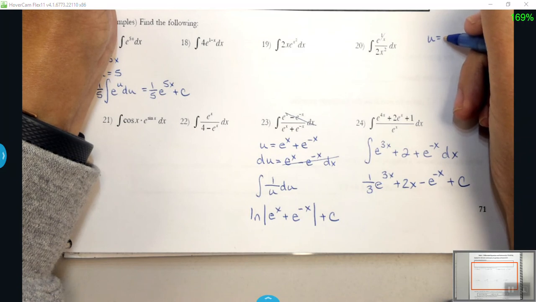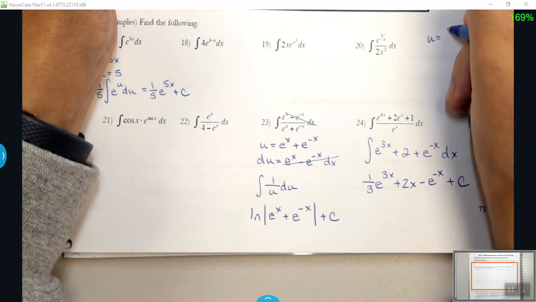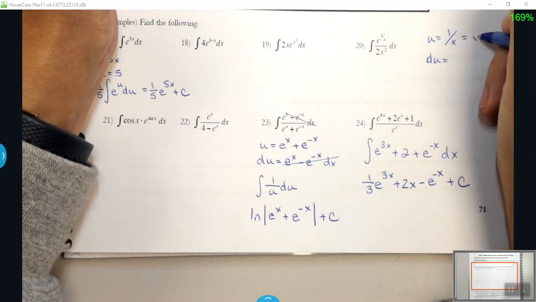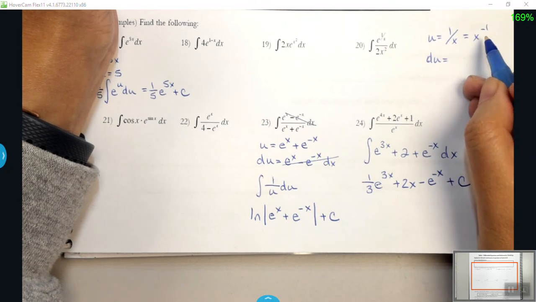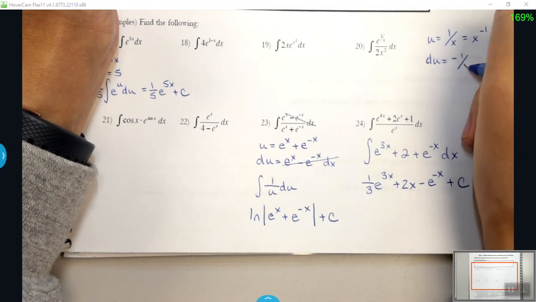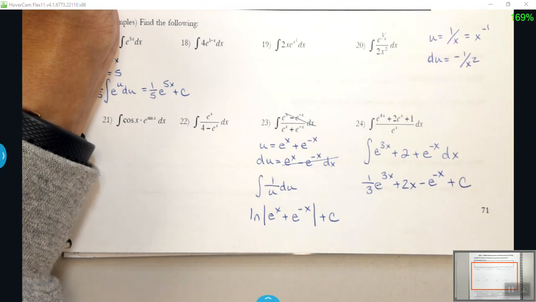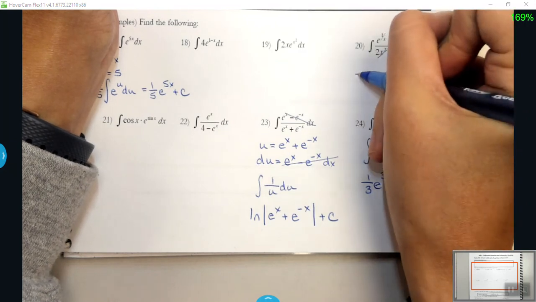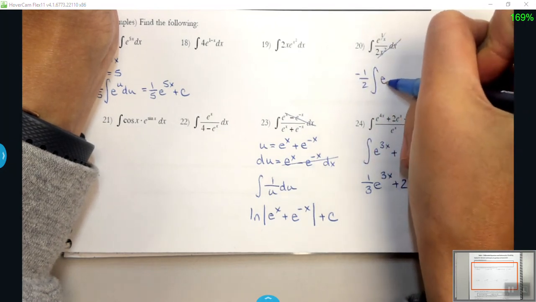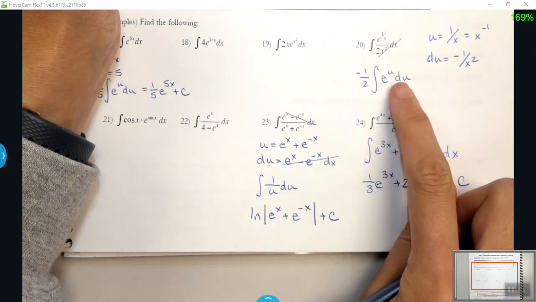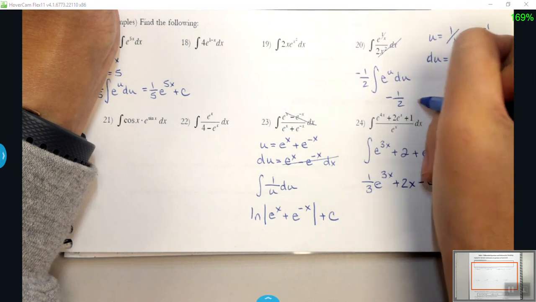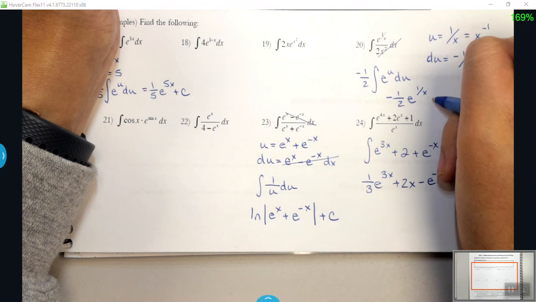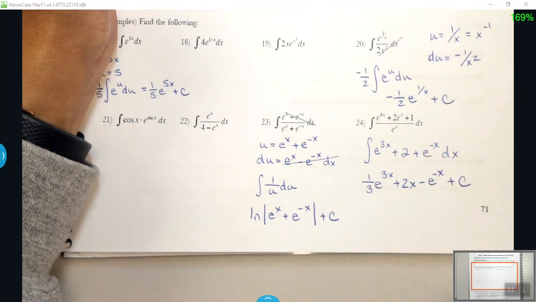What should u be? It's e to the 1 over x. Du is, this is x to the negative 1. So if I take the derivative of that, it's negative 1 over x squared. Oh, nice. So this cancels with this one. And then I bring out a negative 1. And then the integral of e to the u is e to the 1 over x, plus c. Okay. Got it?